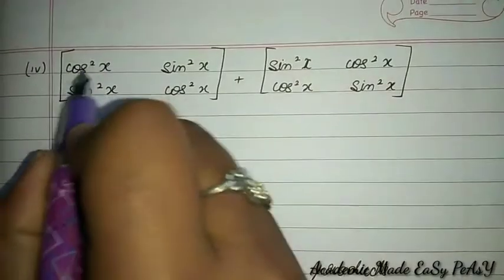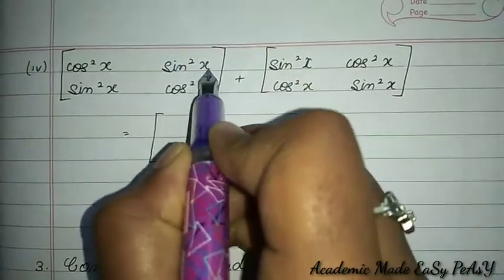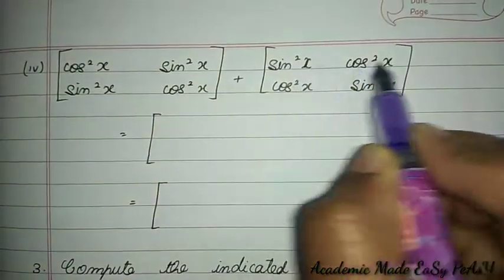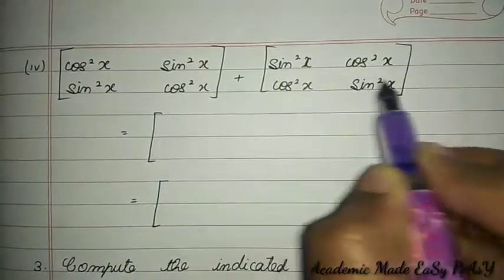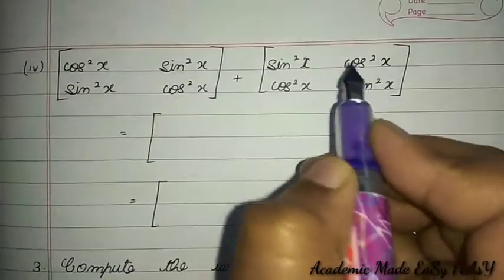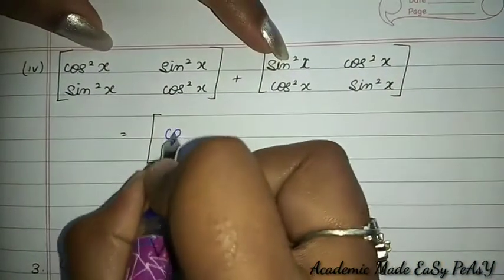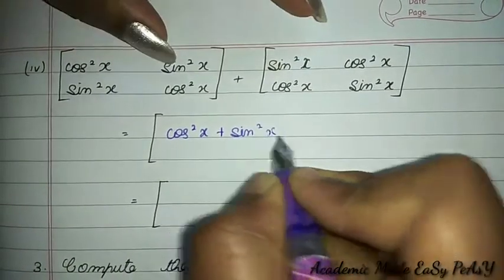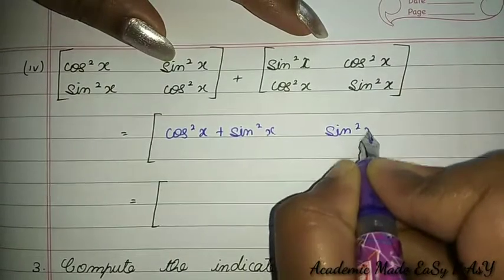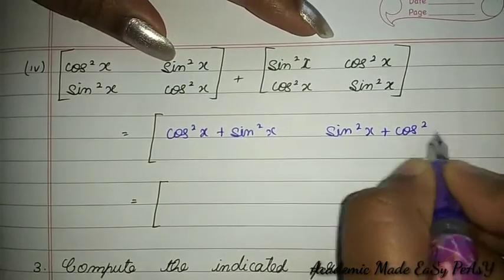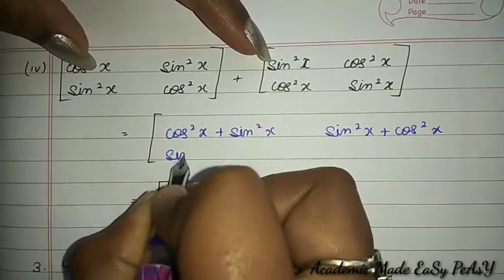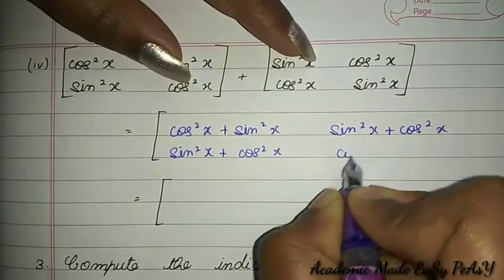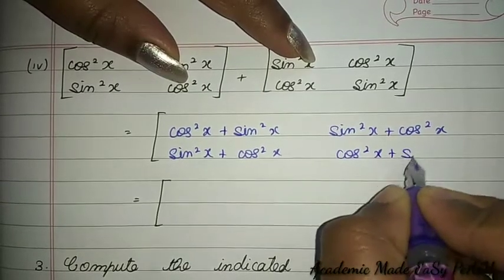Subdivision 4, cos square x, sin square x, sin square x, cos square x, sin square x, cos square x, cos square x, sin square x. So now I will be adding. So cos square x plus sin square x, sin square x plus cos square x, sin square x plus cos square x, cos square x plus sin square x.